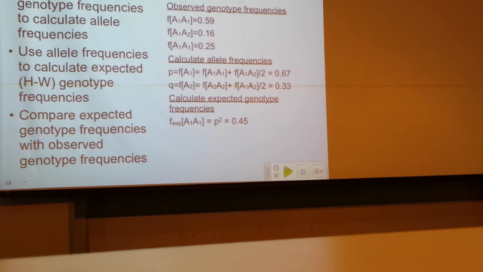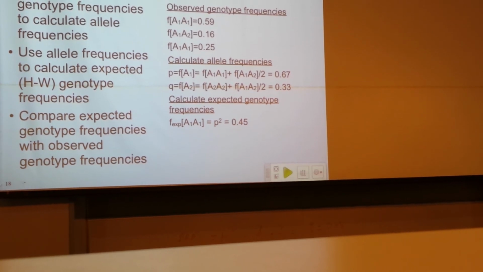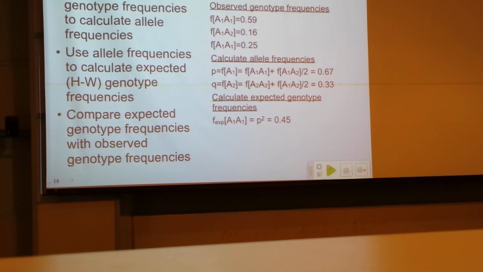Okay, expected. So our expected frequency of A2, A2, which would be Q squared, would be what? What's Q? What's the population frequency of the A2 allele? 0.33, which we can turn into fractions easily, right? So it's a third squared. We're going to have to pull it out twice. So 1 over 9, that is around 0.11, right?